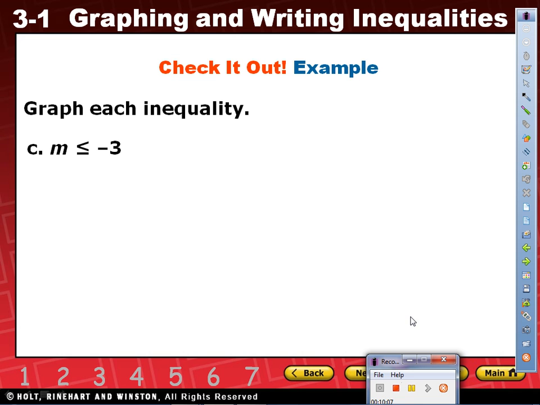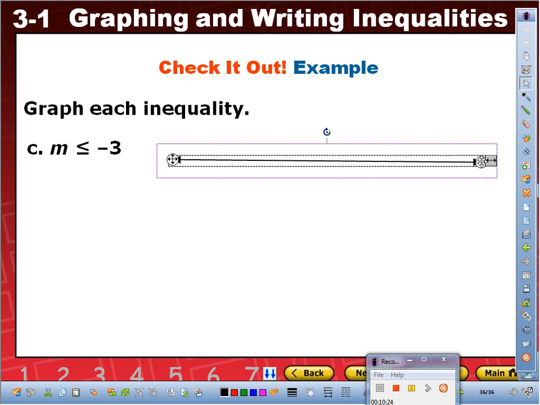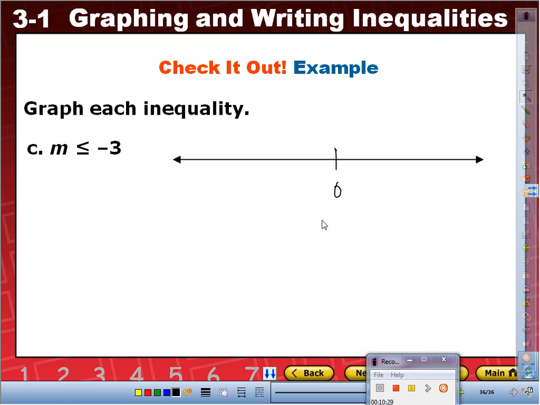Okay, see if you can do that one by yourself. m less than or equal to -3. All right, so for this one, let's see. Is it simplified? Yes. Isolated? Yes. So let's graph this. We got 0, -3 is right there.